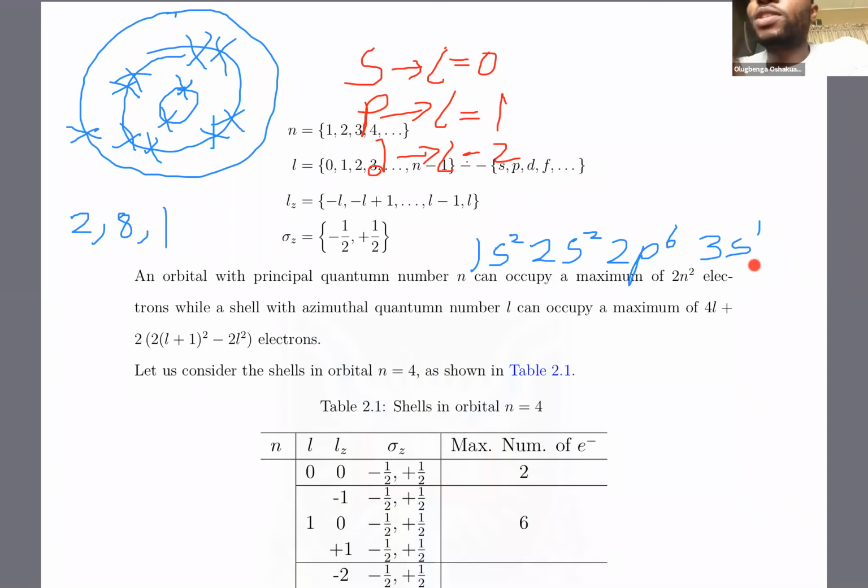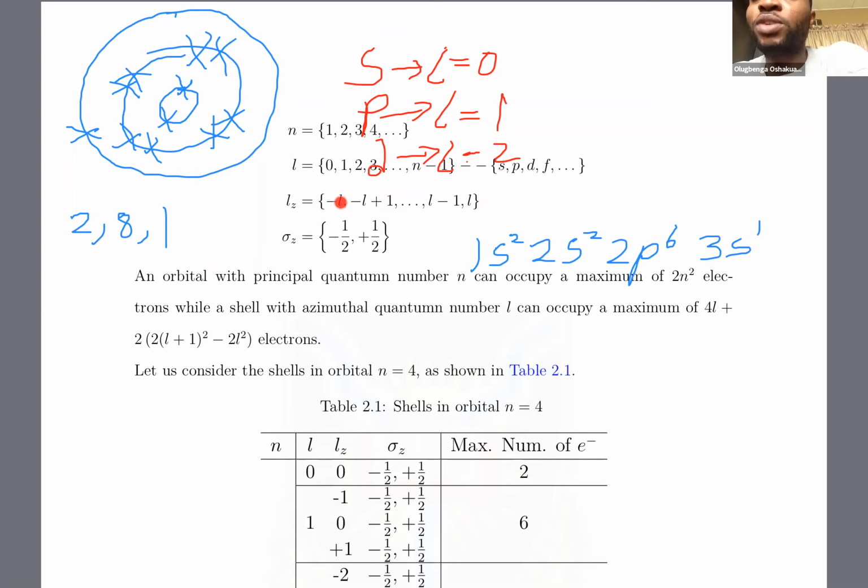For each of these azimuthal quantum numbers, there are also corresponding magnetic quantum numbers. For instance, the magnetic quantum number ranges from minus L up to plus L. So when L is 0, it ranges from minus 0 to plus 0.